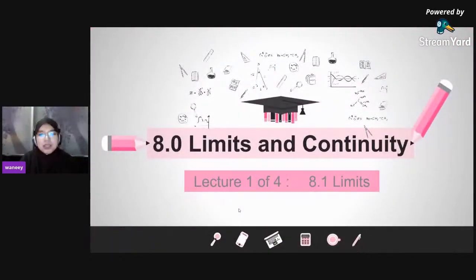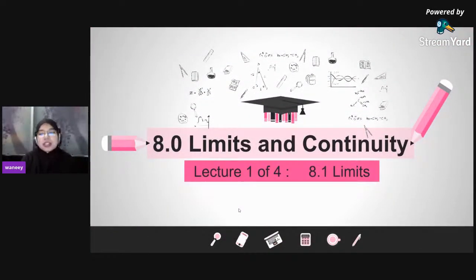Okay, so limit and continuity. So this is the first lecture. We are going to do 8.1 limits. So I guess I'll do some example and then I'll give you some time to do the other example as well. Tapi cantik slide dia. I like.